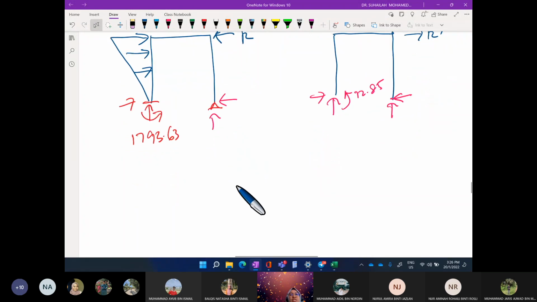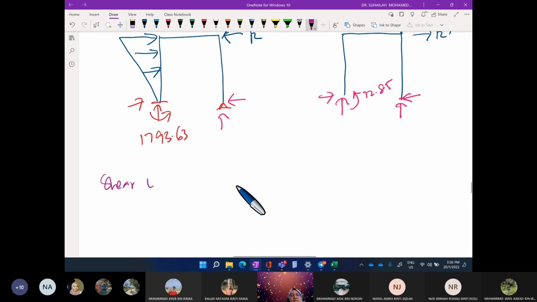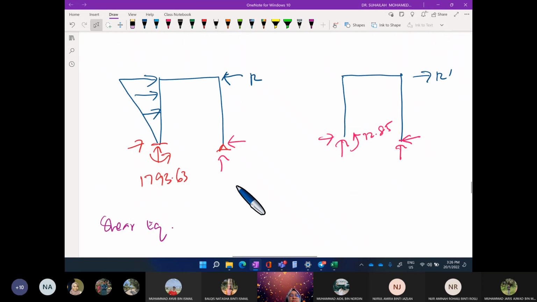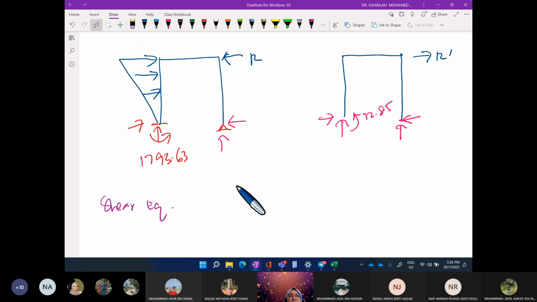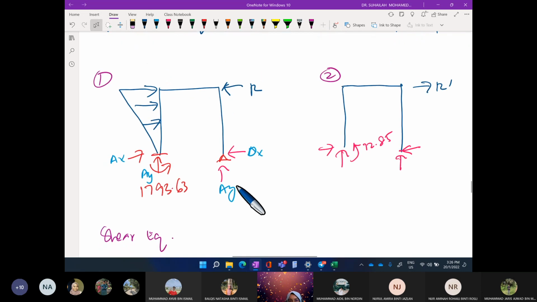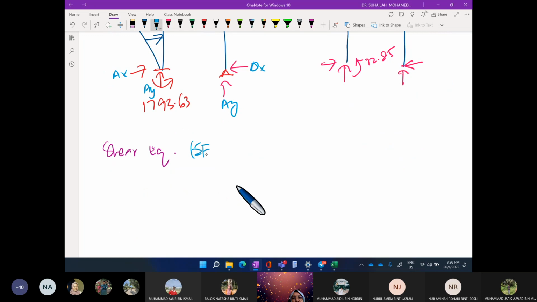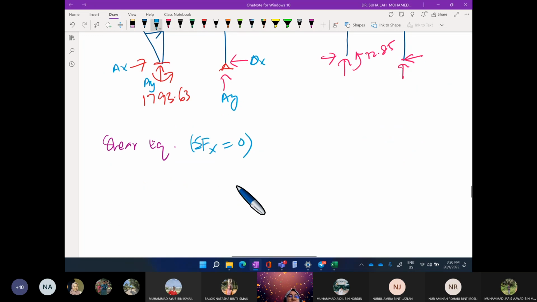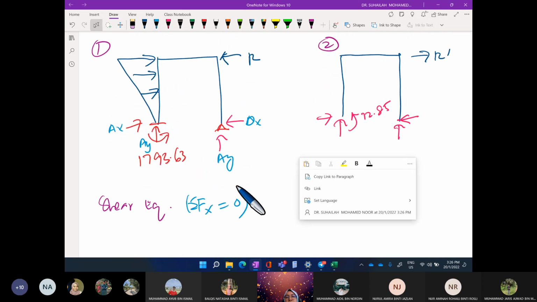What we need to do is write the shear equation for the columns, for frame number 1 and frame number 2. For frame number 1, we label all the free body diagrams and reactions: this is AX, this is DX, this is AY, this is DY. The shear equation is total Fx equal to 0, so we include all the horizontal forces in the diagram.